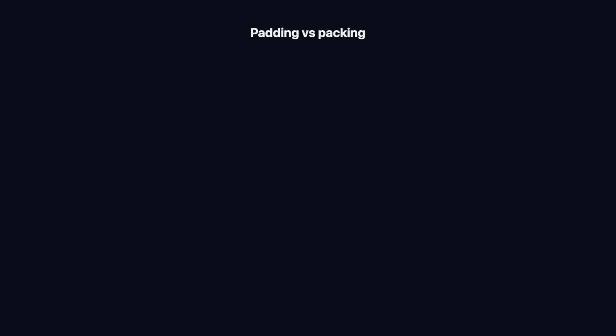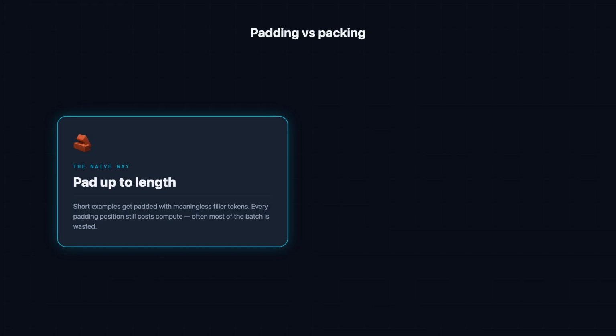Now, to feel why this matters, let us put the naive approach right next to the packed one. Here is the default way, the naive way. You take a short example and you pad it out with meaningless filler tokens until it reaches the full sequence length. Every one of those padding positions still gets pushed through the model, and all of that compute is simply thrown away. When your examples are short, most of the batch can end up being padding, which means you're literally paying your accelerators to process empty space that teaches the model nothing.